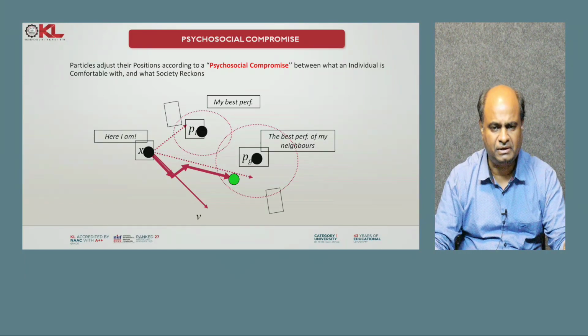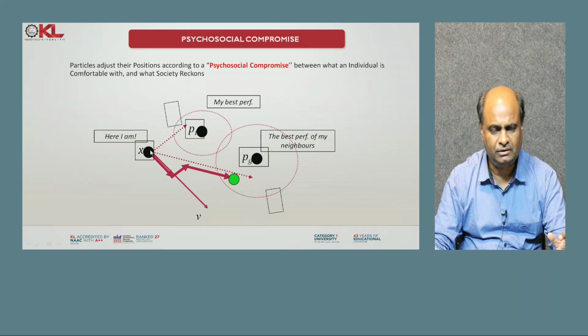That is your P best. But I need to go to my friends or my neighborhoods. That is the G best. That is the global best. So I am going to the neighborhoods.